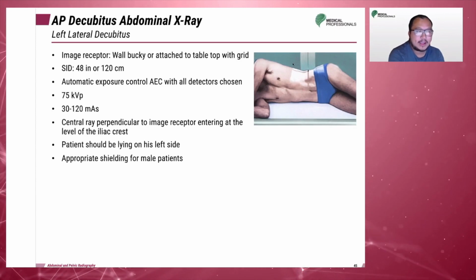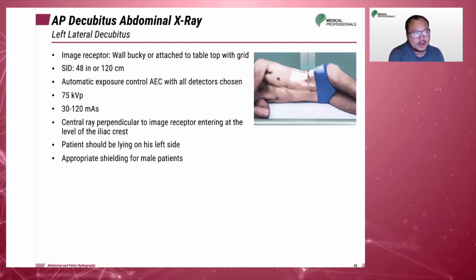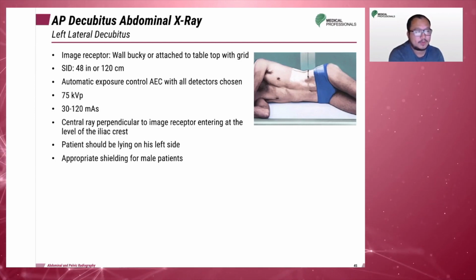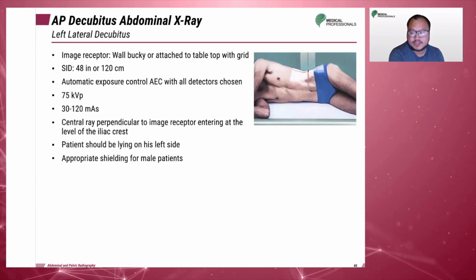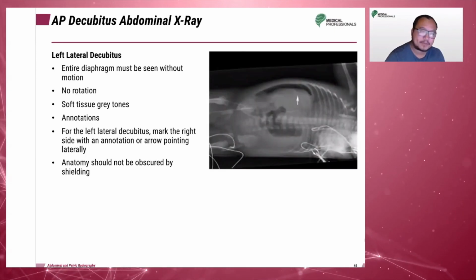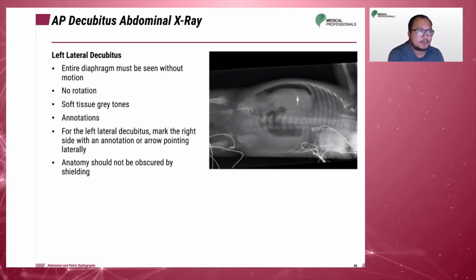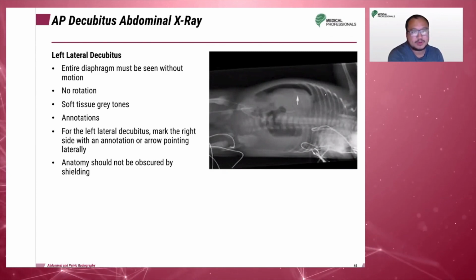We would have a grid holder on the tabletop, or we would utilize the wall bucket, but we would have a horizontal beam. We would place it at the iliac crest, same area as the one before. And our images look like this. Okay. So here in these images, it's a little blurry, but this gets the gist of what we're looking for.